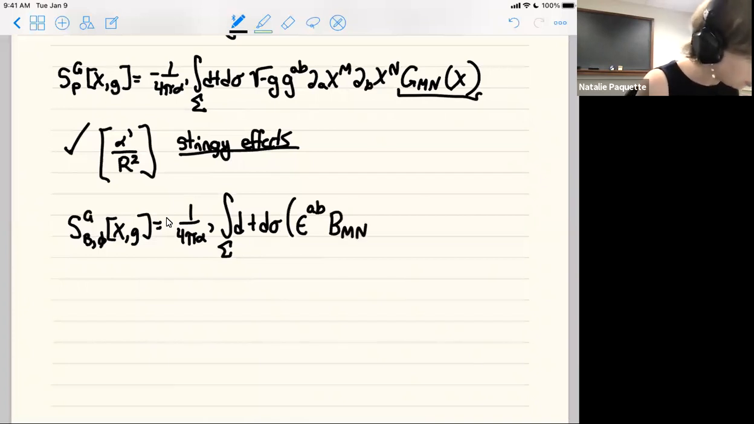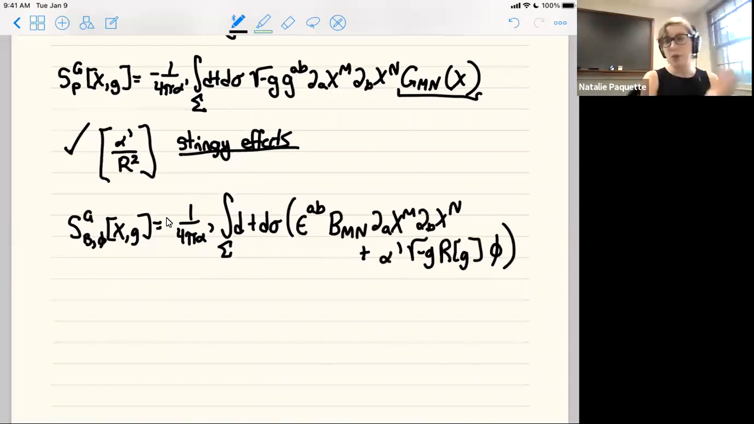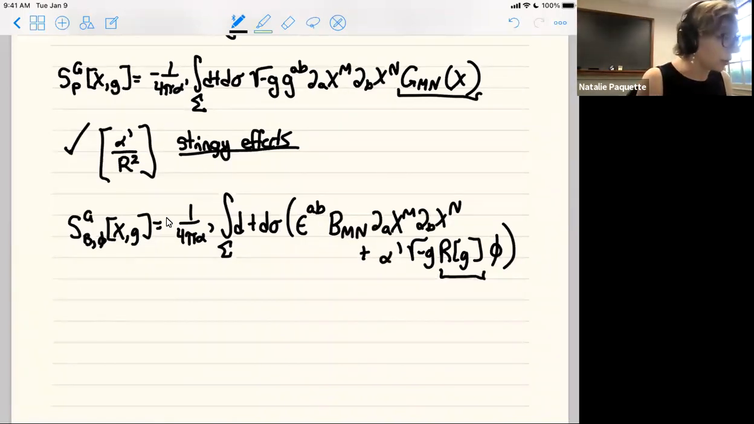And of course, there's one term corresponding to an anti-symmetric tensor field, which you all know and love. And another term involving a scalar field, which you all probably already know and love. So we have the B field and the dilaton. So here, R of g is the curvature scalar of the 2D metric, excuse me, with respect to my auxiliary metric little g.